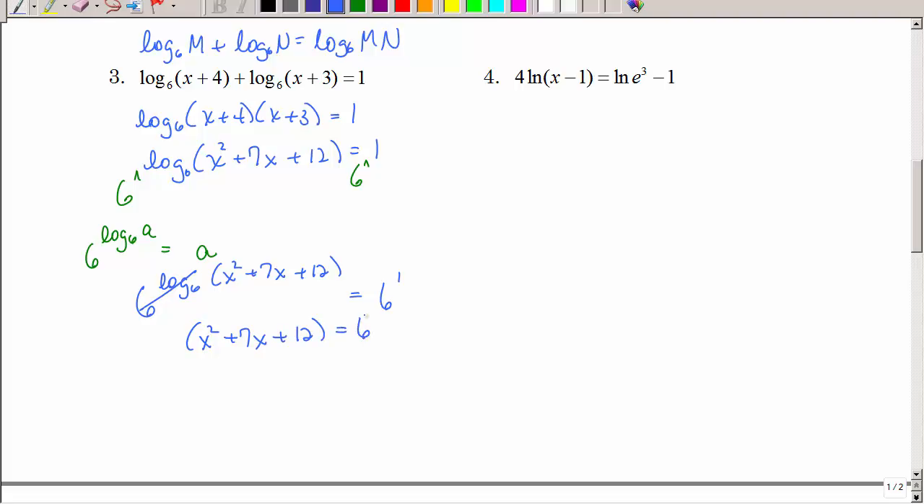Now what am I going to do? Well, I have a quadratic, so I'm going to put it in standard form by subtracting 6. Then I believe I can factor to solve that.